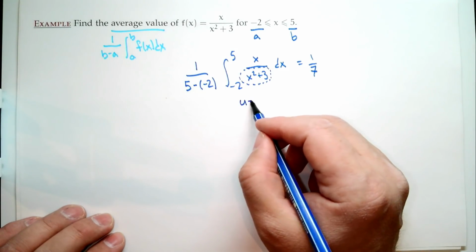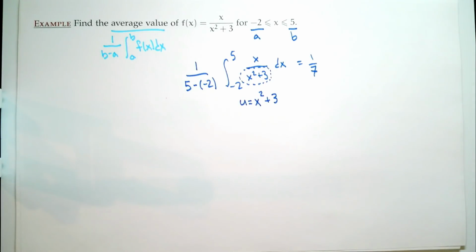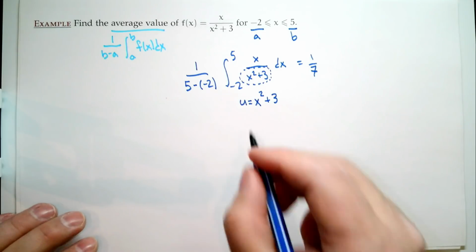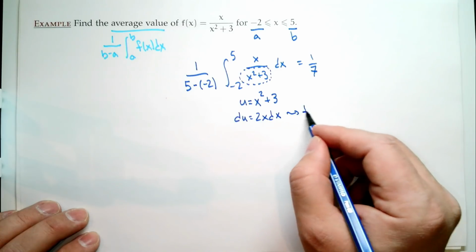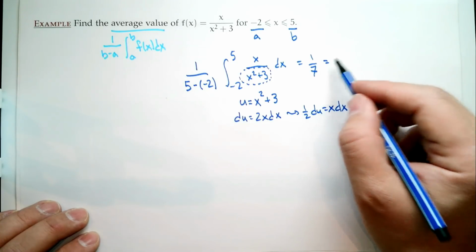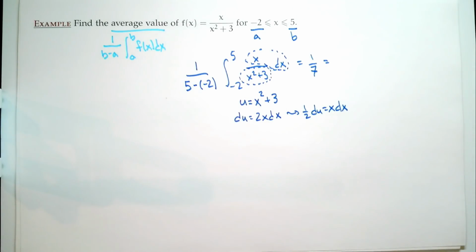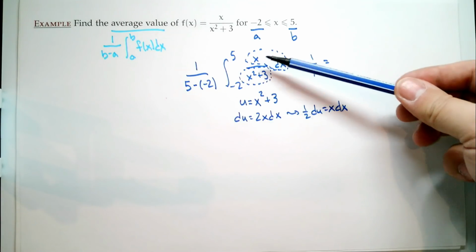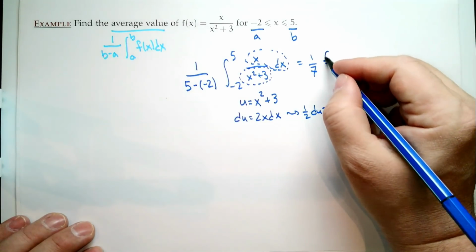So this is almost an ideal situation, which says you let u be the bottom part. This is a case where we're looking for the inside function, x squared plus 3. du would be 2x dx. Or another way to say this is that 1/2 du is x dx. So that's perfect because we have an x dx. If you ever have a fraction where the derivative of the denominator is the numerator, you're perfect. Exactly what you want because you're setting yourself up for a good substitution.